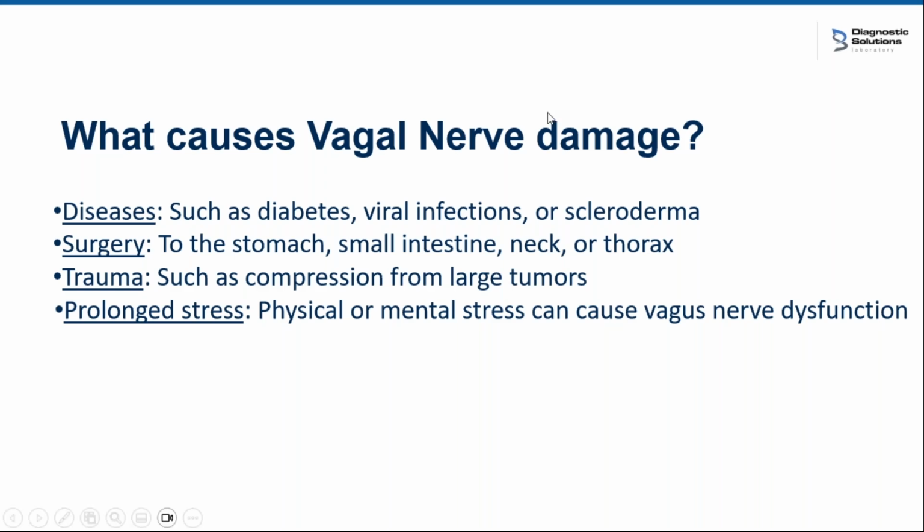So there are certain diseases, obviously, like diabetes, viral infections. Surgery definitely can also change this. Trauma is a big one. It's not the only one, but it can be. It could be external trauma, but it could also be internal trauma, like I have here, such as compressions from large tumors. You know, definitely even think about tumors that lie near the vagal nerve. Maybe you're thinking of the thyroid or that area.